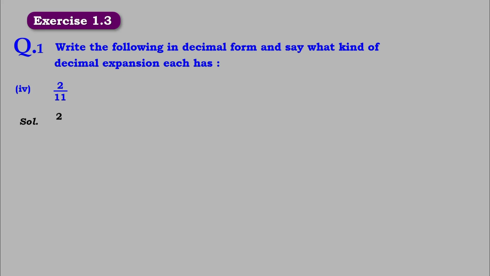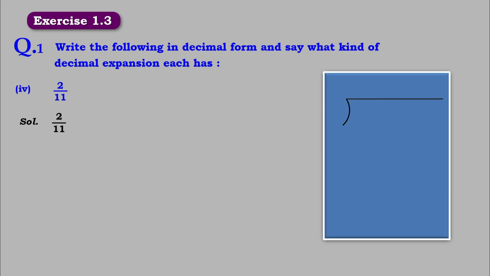Now 2 by 11. Here it should be written as 2, not 1, so there is a typing mistake. So 2 can also be written as 2.0000. Now take a look at the division process.